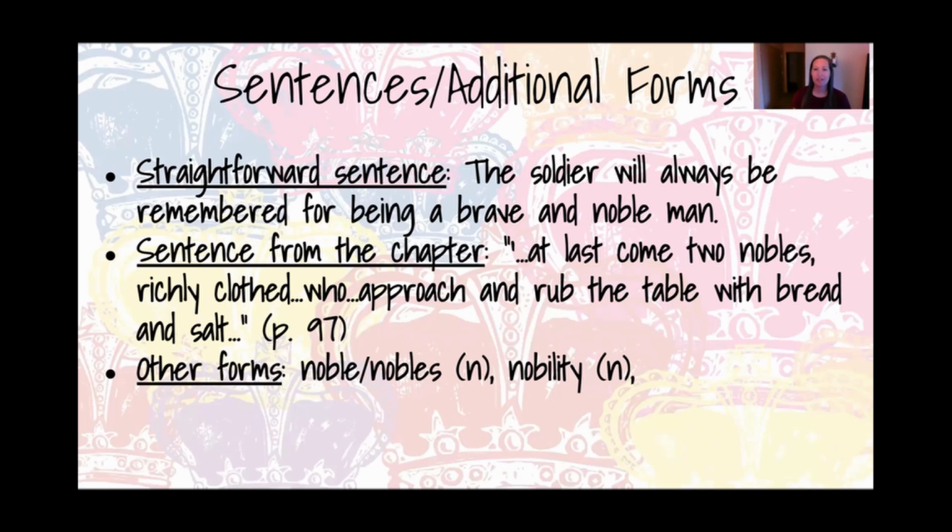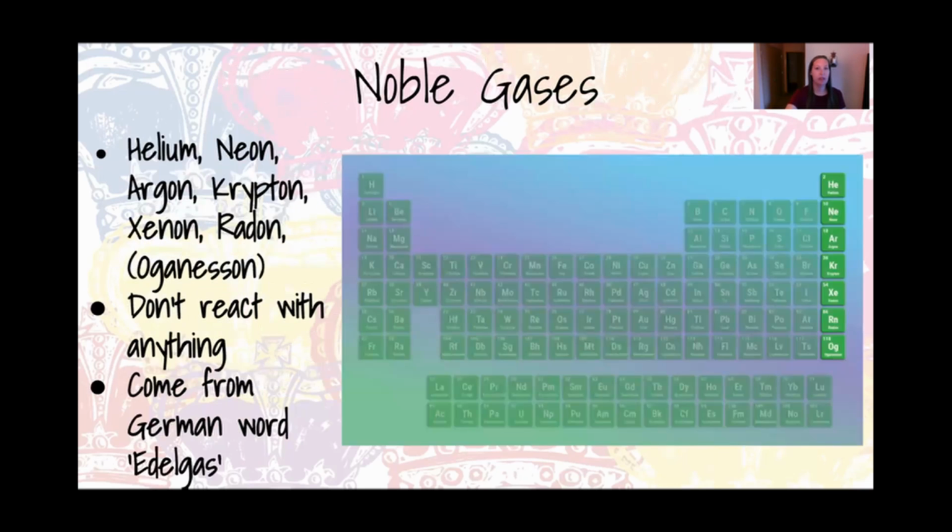Some other forms, like I said, noble itself can be a noun to describe that person, or noble is a plural form. We also have nobility. So that's a collective term for a group of nobles, which can be referred to as the nobility. And then just for fun, if you haven't already heard of it, there is a thing called the noble gases.